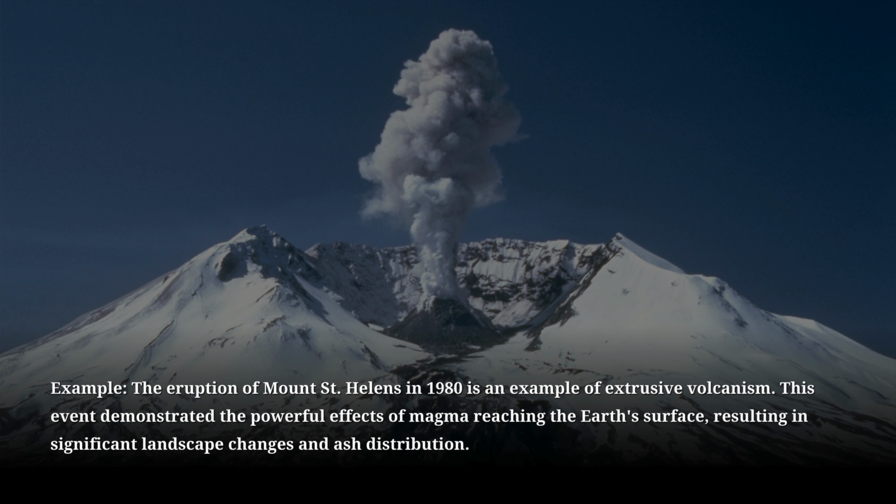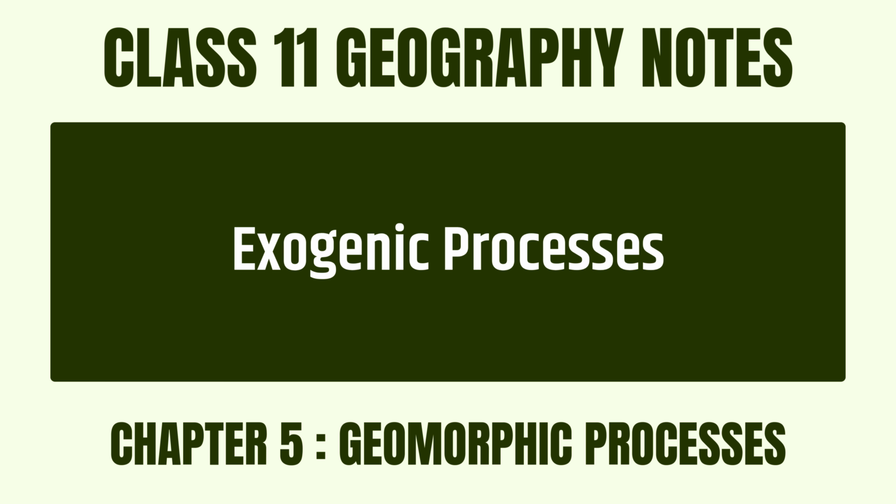For example, the eruption of Mount St. Helens in 1980 is a great example of extrusive volcanism. This event demonstrated the powerful effects of magma reaching the Earth's surface, which resulted in significant changes to the landscape and widespread ash distribution. Now, let's learn about exogenic processes.